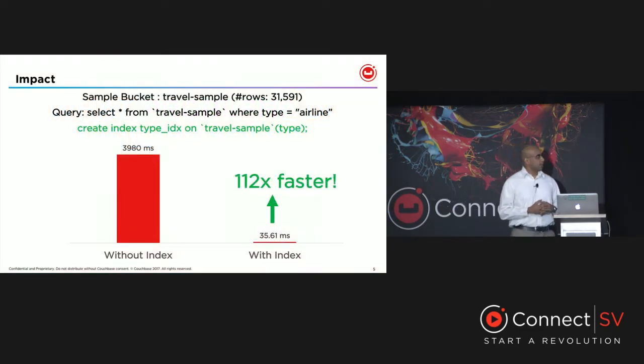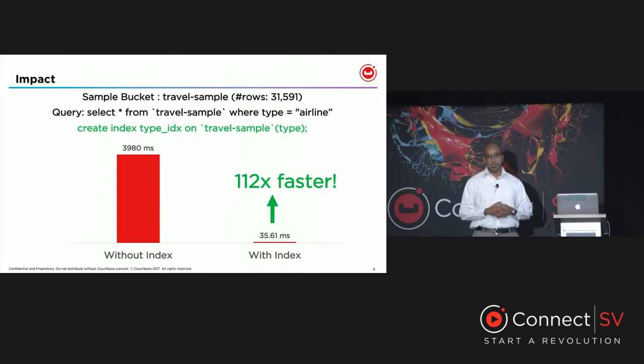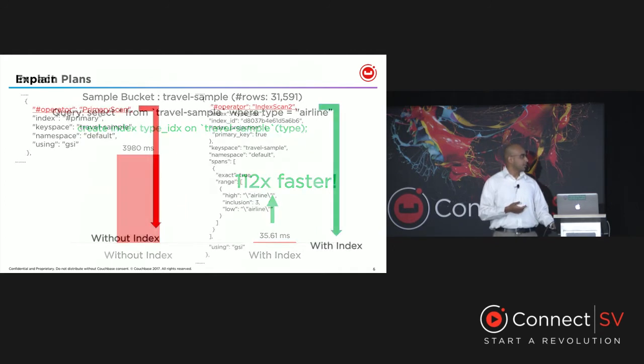So let's take a sample. When you install Couchbase, you get something called the travel sample. It has around 31,500 records. If I just do a select star from travel sample using a type and don't create any indexes, look at the amount of time it takes. And if I create just an index on one of the type columns, what happens? You see more than a 100x difference. We are talking about 3 seconds versus less than 35 milliseconds. This is just the result I get by running Couchbase on my laptop, and this is a very small data set, but the idea is the same.